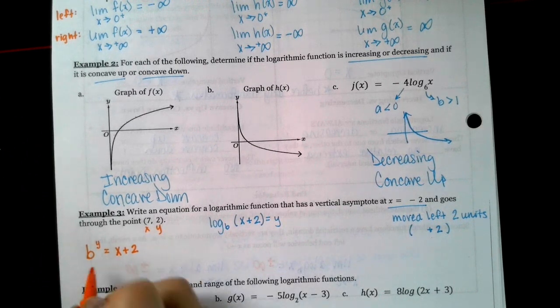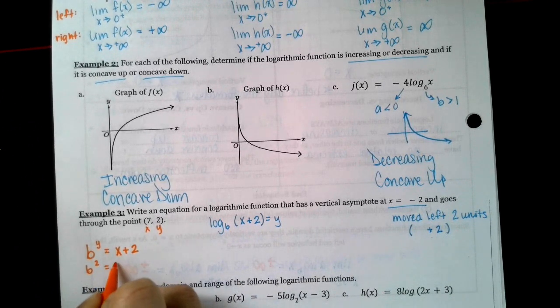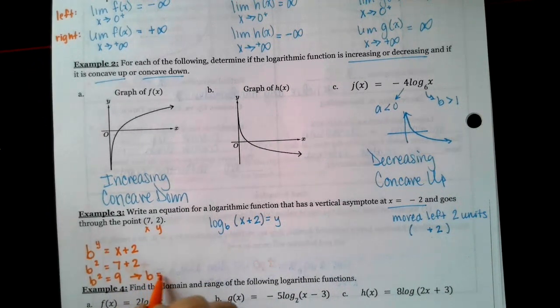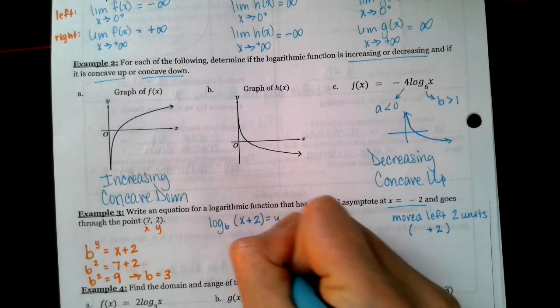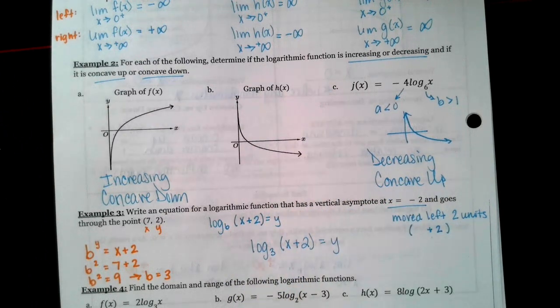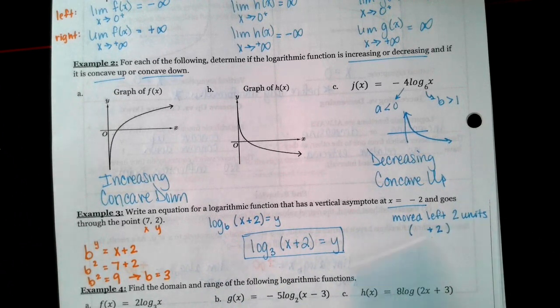Now I have an x and a y value, so I can plug those in. So b squared, my value is 2, is equal to 7 plus 2. So b squared equals 9. Well, if b squared is 9, that means that my base has to be 3. So my base is going to be positive 3. So now I can write my formula. I have log base 3 of x plus 2 equals y. And that is my equation for the logarithmic function that has a vertical asymptote and goes through the point 7, 2.